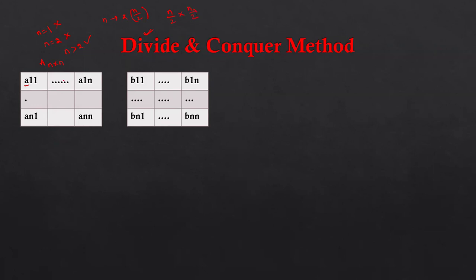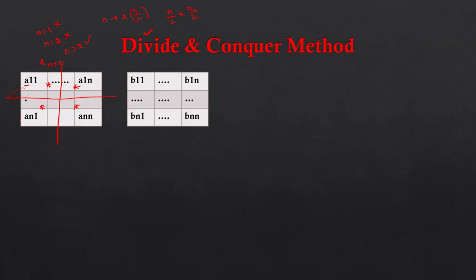So how will it be divided? This entire matrix is going to be divided into these four pieces. This is an n by 2 by n by 2 matrix. This is n by 2 by n by 2. This is n by 2 by n by 2. This is n by 2 by n by 2. This is only one matrix.